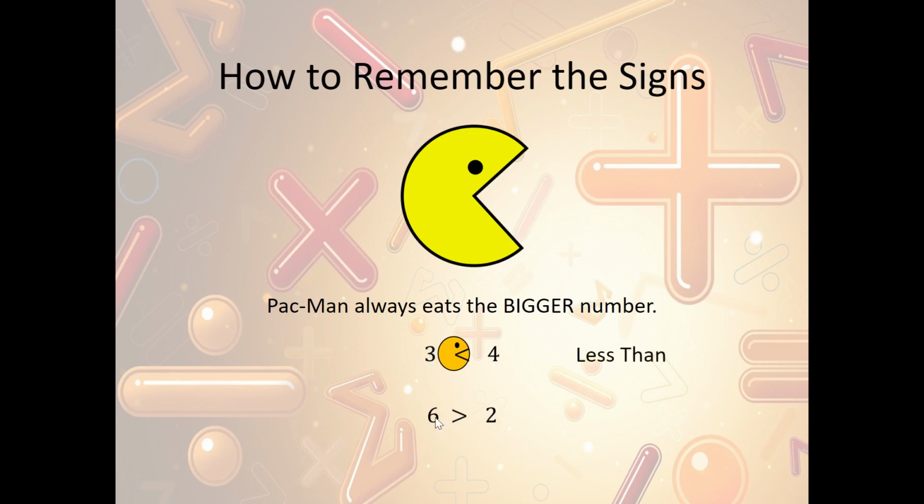So we would say 3 is less than 4. Now here we have 6 on this side, 2 on this side. And if we draw Pac-Man in, there's Pac-Man. Pac-Man, again, always eats the bigger number. So we have 6 being bigger, and we read it from left to right, so we say 6 is bigger than 2, or 6 is greater than 2. So that's one way we can remember the signs.